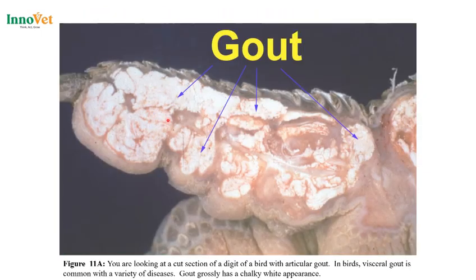Well, this happens to be a digit of an avian species with articular gout within the phalangeal joints. The gout appears as a chalky substance within the articular joints, and we are looking at the cut section of a digit of a bird with articular gout. In birds, visceral gout is common with a variety of diseases, and grossly it has a chalky white appearance with a nodular or firm consistency when touched. So this is articular gout within the phalangeal joints of an avian species.